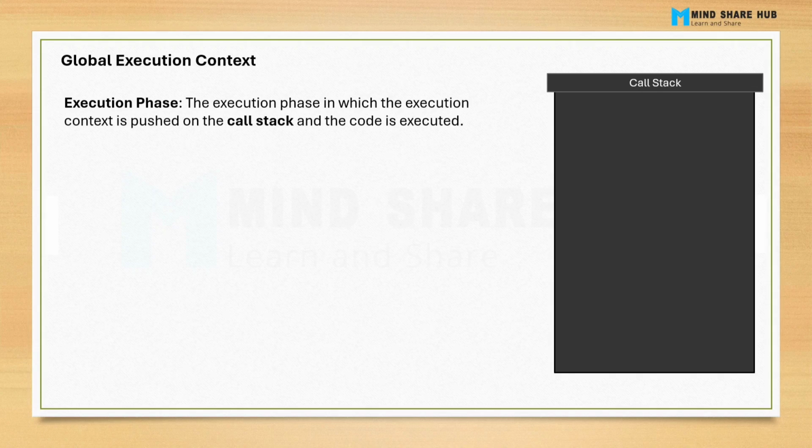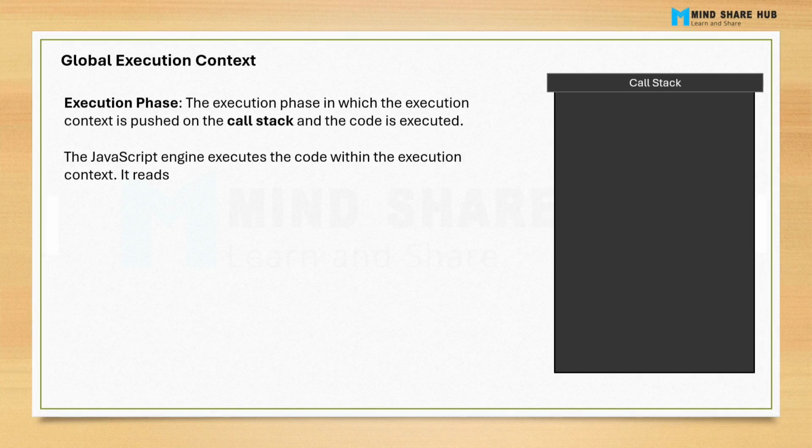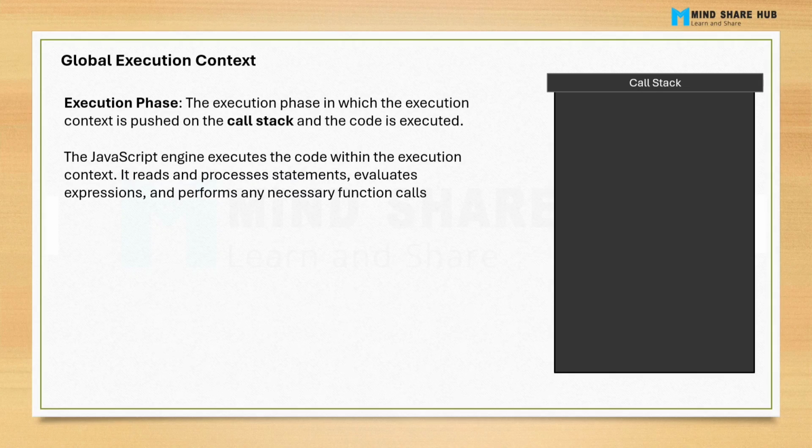Execution phase. In the execution phase, the execution context is pushed on the call stack and the code is executed. The JavaScript engine executes the code within the execution context. It reads and processes statements, evaluates expressions, and performs any necessary function calls.